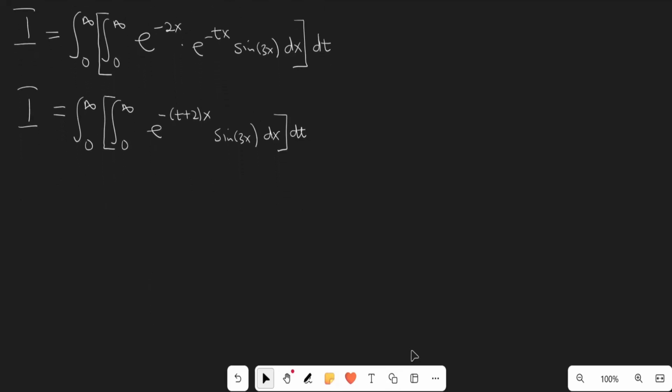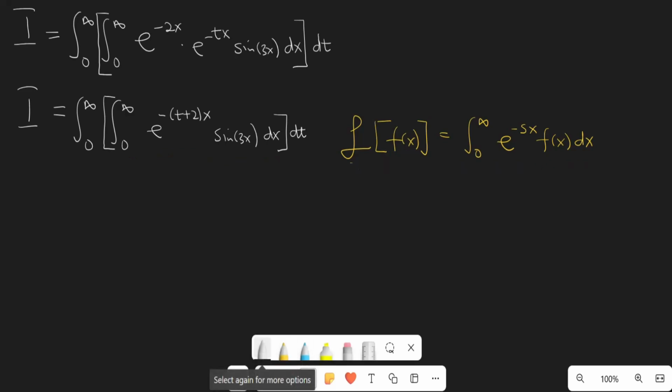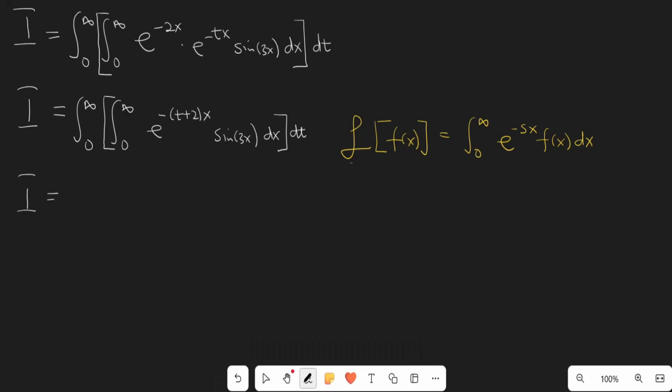So now let's compare this one to the Laplace transforms. So the Laplace transform of a function f of x can be written as the integral from 0 to infinity of e to the negative sx multiplied by the function f of x and then dx. This is the Laplace transform of the function f of x. So if you are comparing the Laplace transform of the function f of x to this integral with respect to x, we can see that our integral is just the Laplace transform of the function sine of 3x.